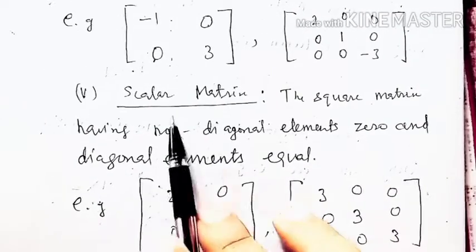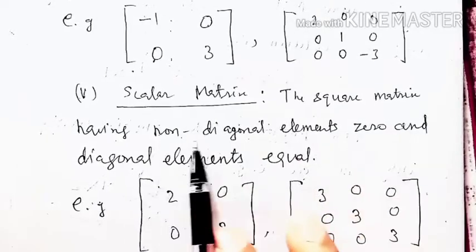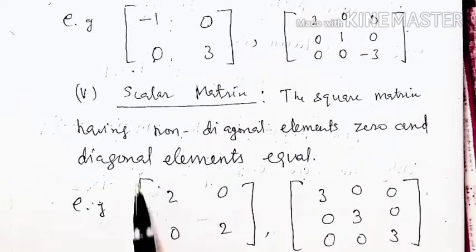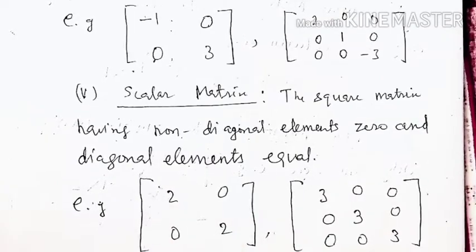A scalar matrix is a square matrix having non-diagonal elements 0 and diagonal elements equal. We can see that this is a square matrix having non-diagonal elements 0 and diagonal elements equal. Here is another example of a scalar matrix.